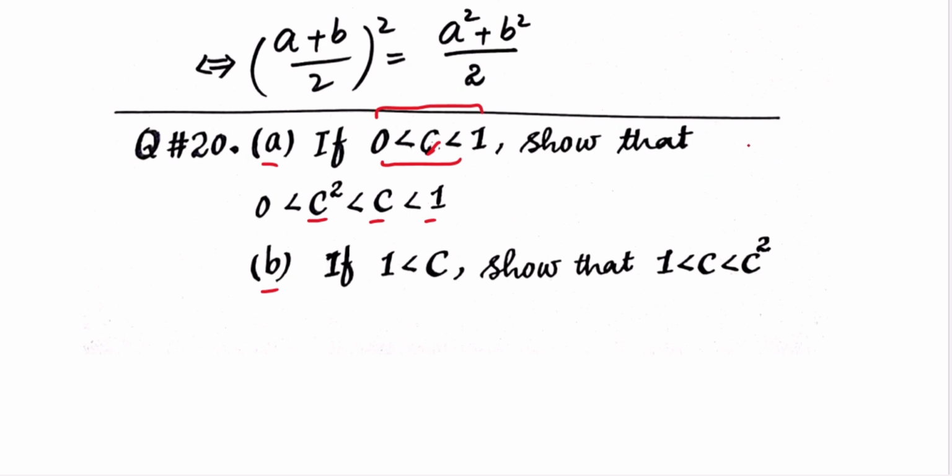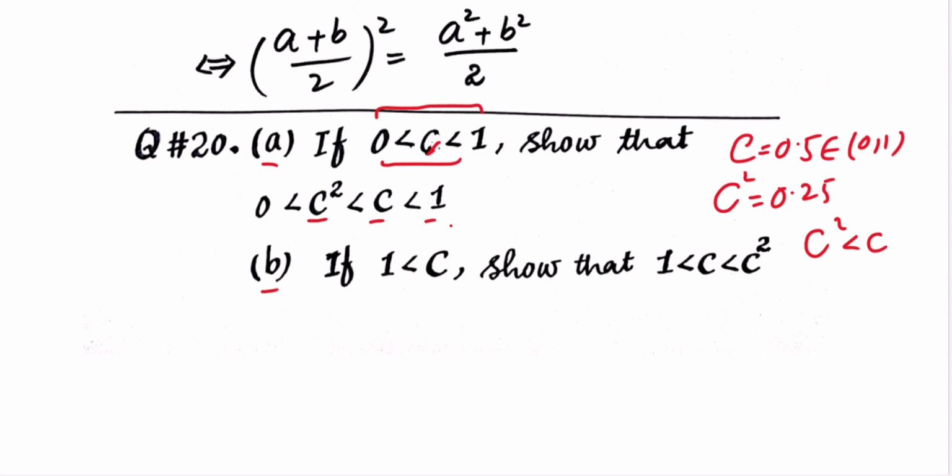For example, if I choose C equal to 0.5, that belongs to the interval 0 to 1. Now, if you take its square, then its square is 0.25. You can notice that C square is less than C. So here we will show that C square is less than C and C is less than 1. Further, in the B part, we have to show that if 1 is less than C, that is C is greater than 1, then 1 is less than C and C is less than C square. Now, in this case, when C is greater than 1, clearly C is positive. In this case, the higher power will be greater than the smaller power.